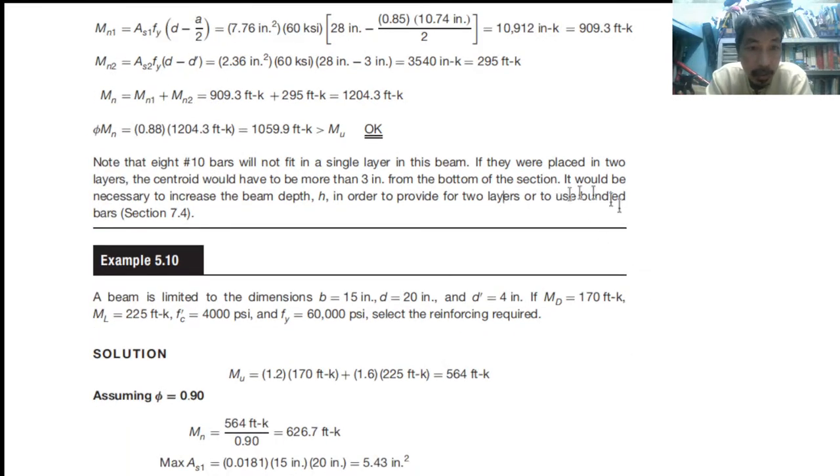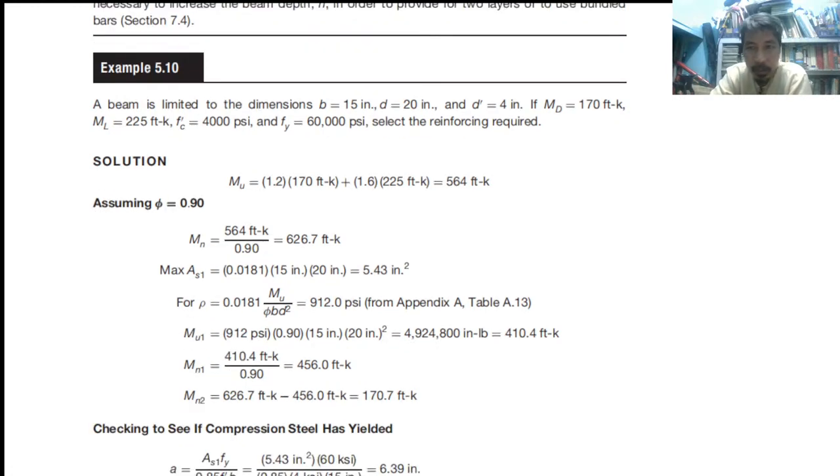And then actually, you can use bundle bars and also, okay? Note that number 10 bars will not fit in a single layer in this beam. If they were placed in two layers, okay, the centroid would have to be more than 3 inches from the bottom end. It would be necessary to increase the beam depth in order to provide for two layers. That is the effect, okay? Because the centroid of the steel bars will change. The centroid would be the center of mass of the steel bars.